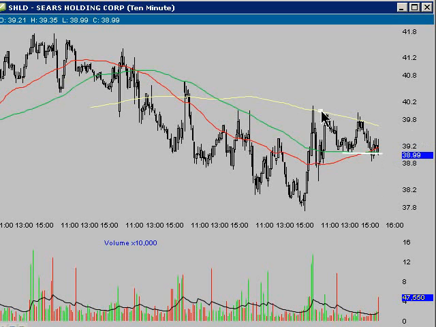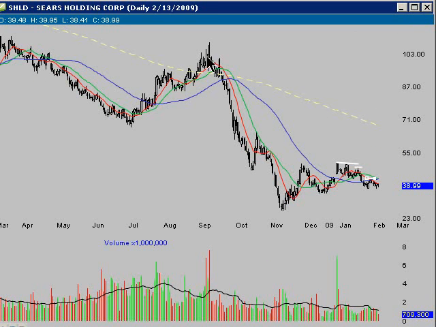If I do enter, my stop will be right above this level. For a profit target on the daily time frame, my first target will probably be this level here, and then I might hold some all the way down to November's lows.